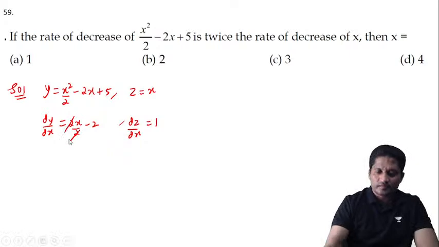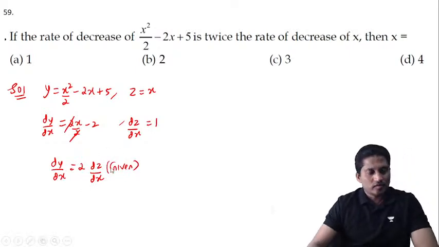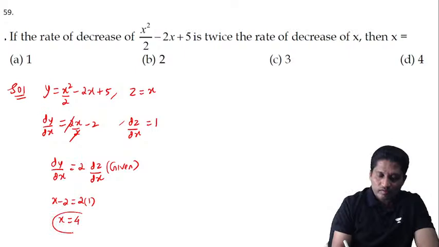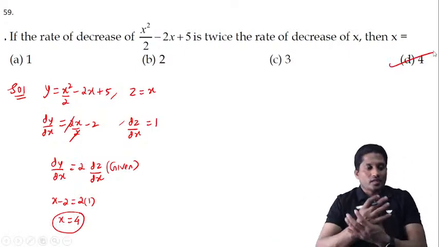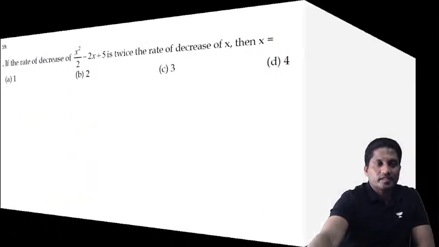This will cancel. Now according to the question, rate of decrease of the first function is twice the rate of decrease of the second function. This is given. Now rate of decrease of the first, x minus 2, is equal to 2 times dz by dx, which is 1. From this you get x is equal to 4. That is last option D. Alright, let's move to the next question.